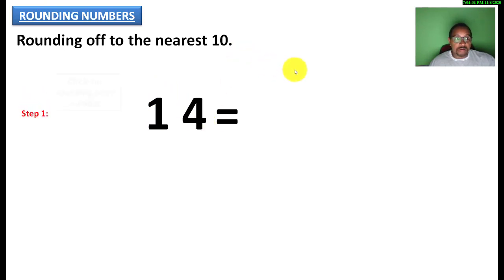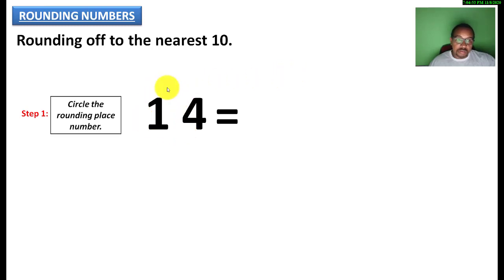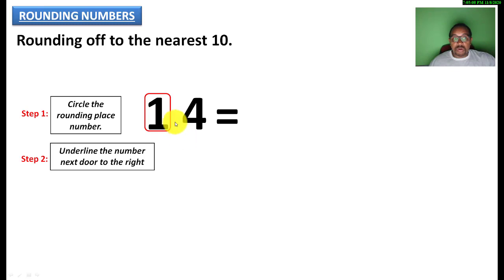Rules. Step 1. First thing, we're going to circle the rounding place number. We're rounding off to the nearest 10. Ones, tens. So we circle the number in the tens place. In this case, it's a 1. Good. Second step, underline the number next door to the right. This number is the 4. So you underline the 4 in this case, right?